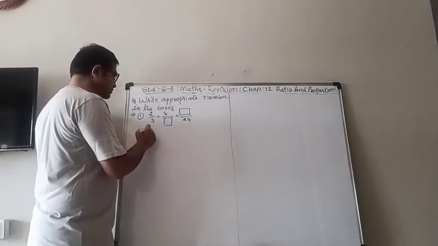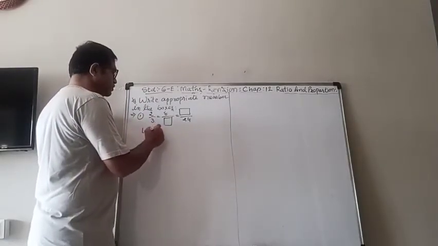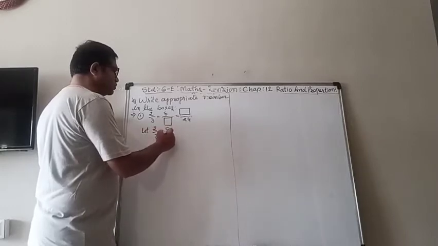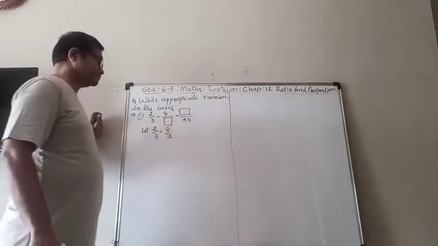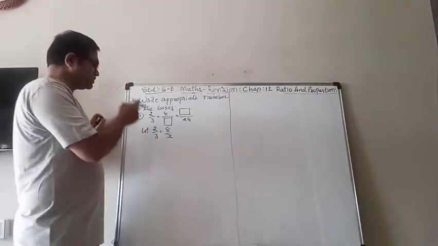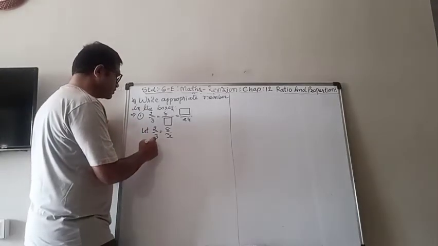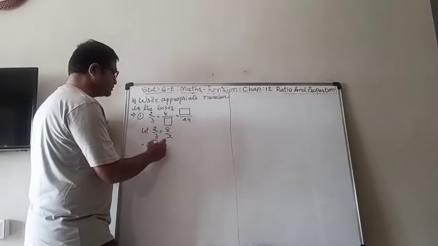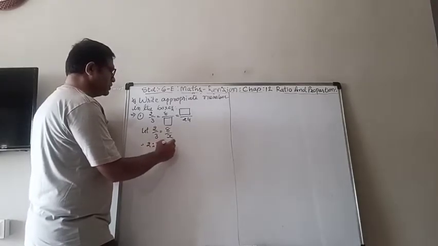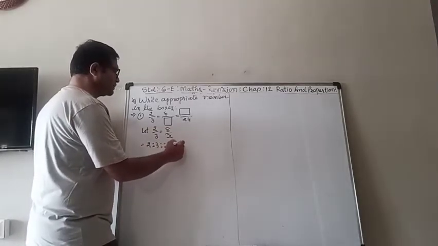So first we will take, let 2/3 is equal to 8 upon x. So now this one you can write down as 2:3 is equal to 8:x.